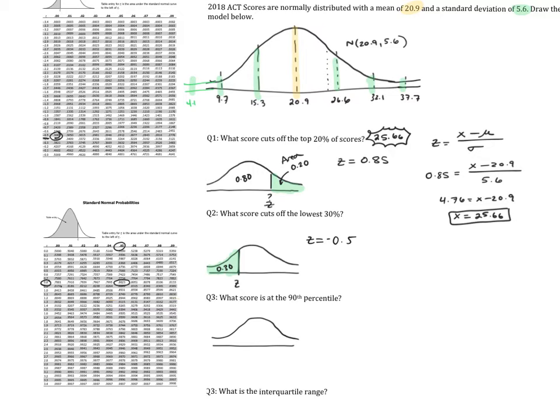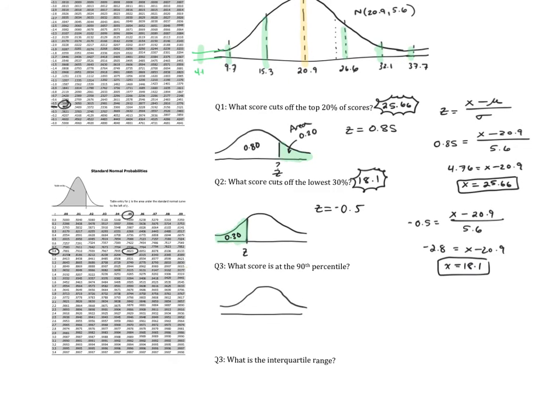But I don't want the z-score. I just have to convert that to an actual value. So I'm going to do the same thing I did above, where my z-score equals my ACT score minus the mean divided by the standard deviation. I multiply negative 0.5 by 5.6, and I get negative 2.8 equals x minus 20.9. I add 20.9, and I get 18.1. So 30% of scores are less than or equal to a score of 18.1.